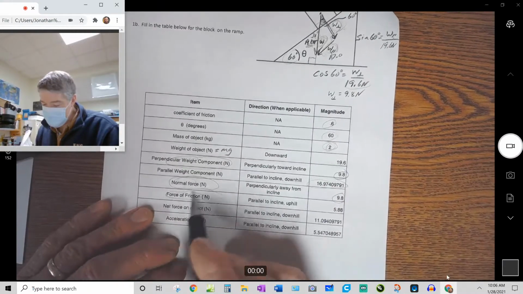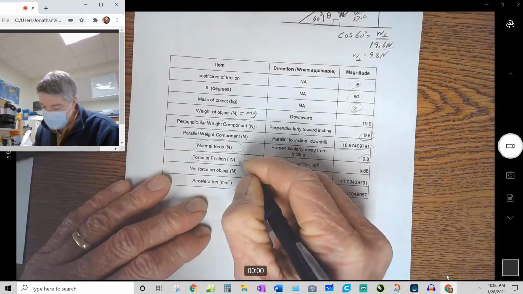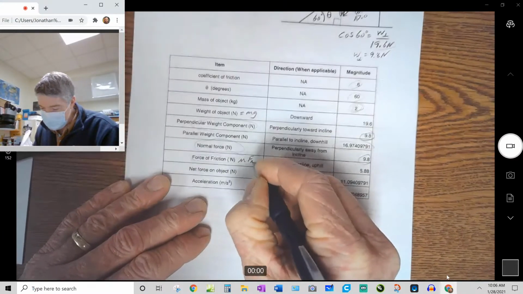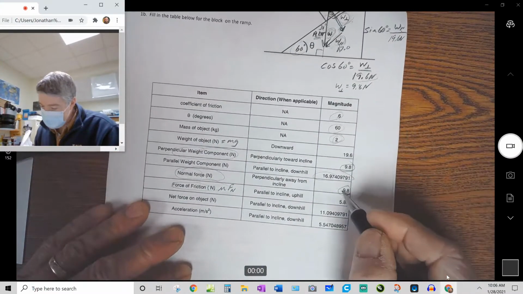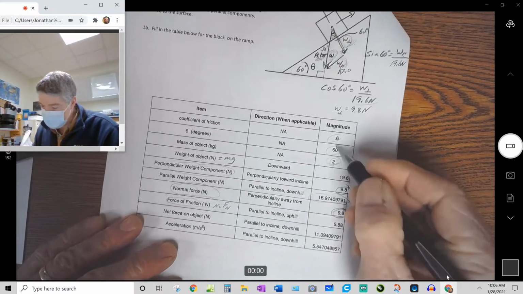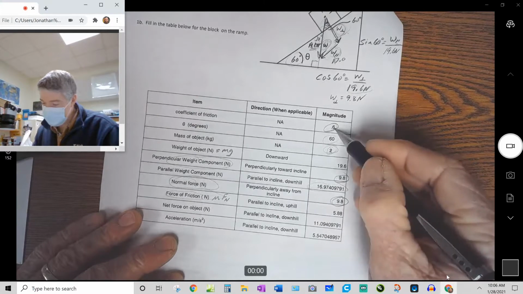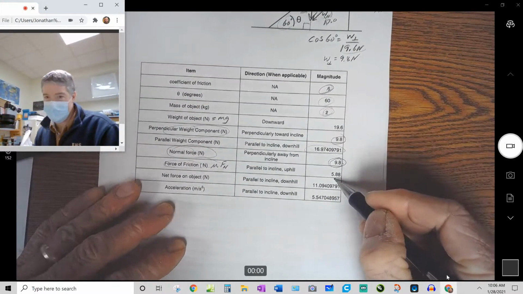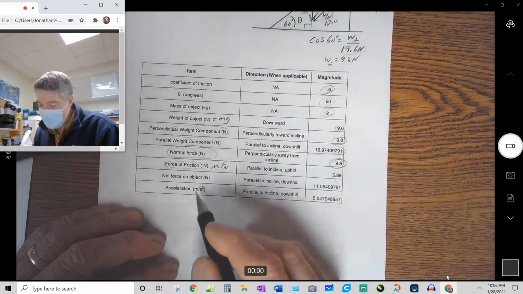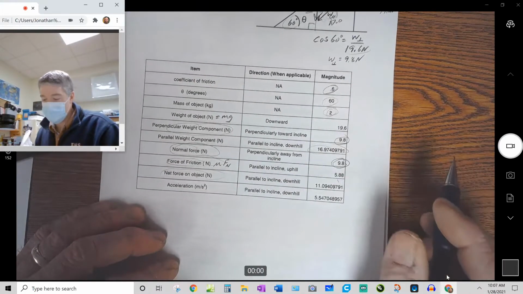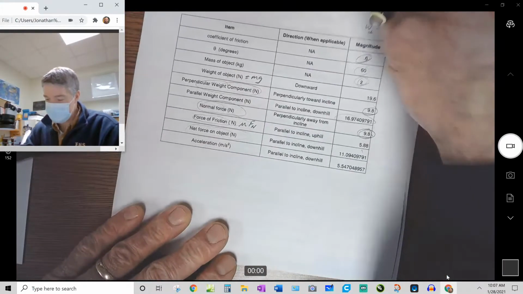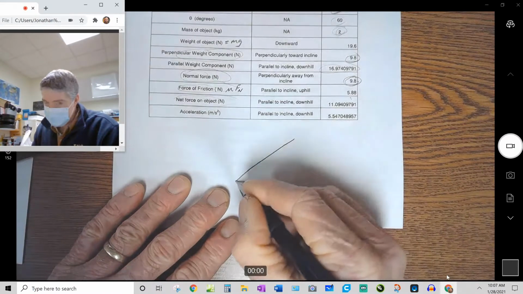The force of friction is always mu times the normal force. So we take this normal force and multiply it by 0.6, and 0.6 times 9.8 is 5.88. Now the net force, I'm going to redraw this diagram just to make this clear.